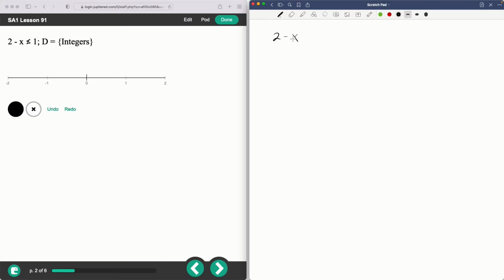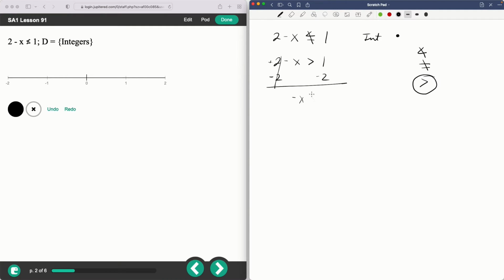2 minus x is not less than or equal to 1 in the domain of integers. That means we're going to do the dots on the numbers, right? Now, if something is not less than and it's not equal to, it has to be greater than. So 2 minus x is greater than 1. Now we need to solve just for x though. So what we're going to do is subtract 2 from both sides, because this is a positive 2 when there's no sign in front of it. And then we're going to cancel that.